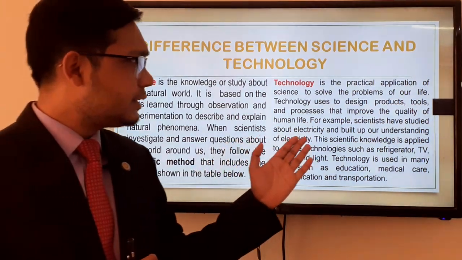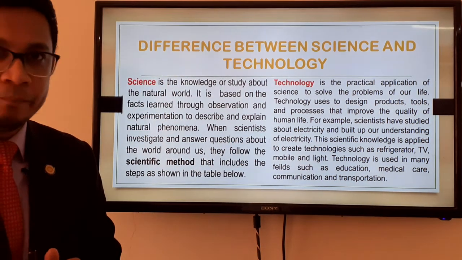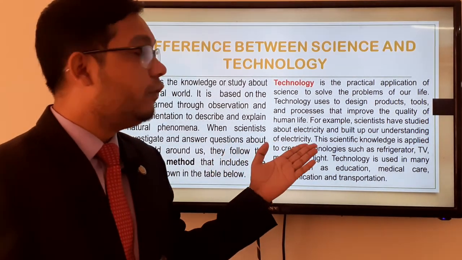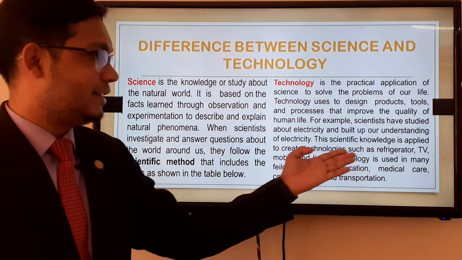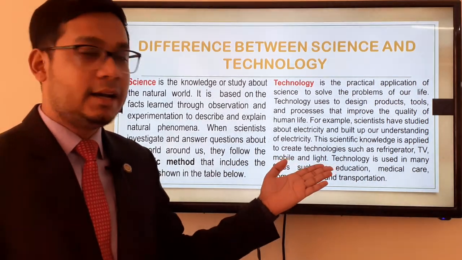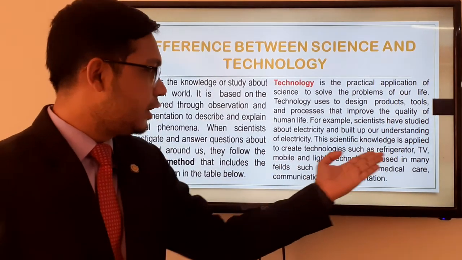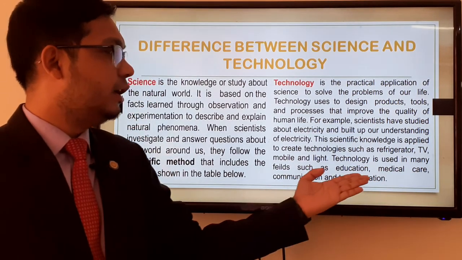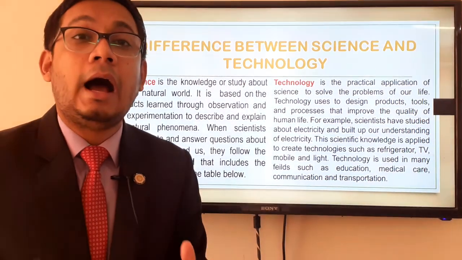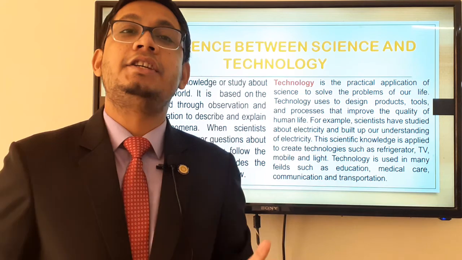Scientists have studied electricity and built up our understanding of it. The scientific knowledge is applied to create technologies such as refrigerator, TV, mobile and light. As I said a little while ago, technology is used in many fields such as education, medical care, communication and transportation. So how is technology related to the educational field?